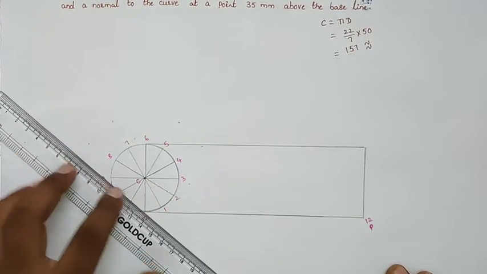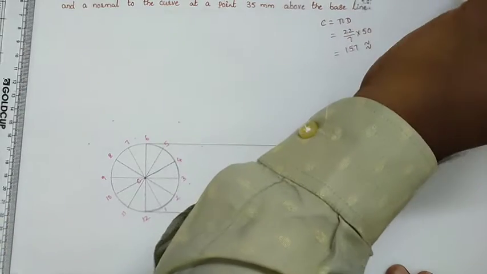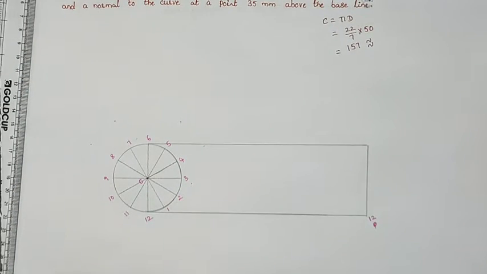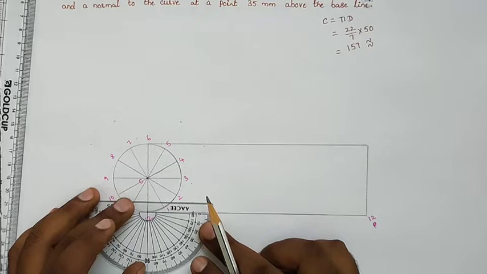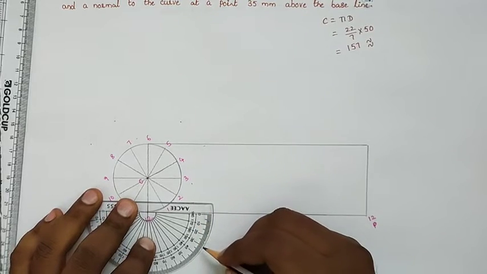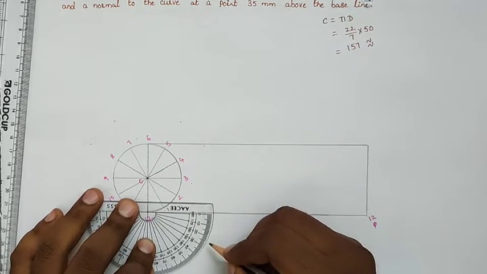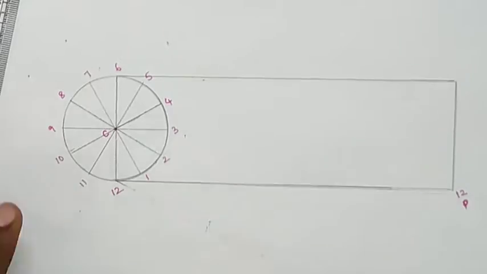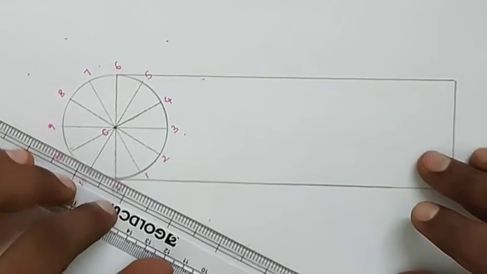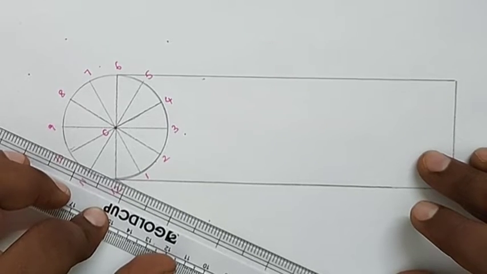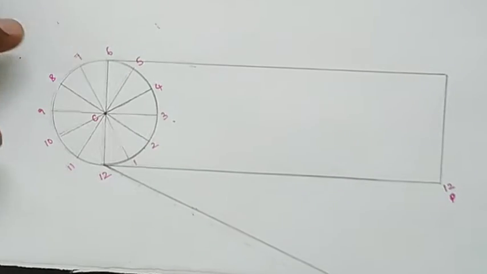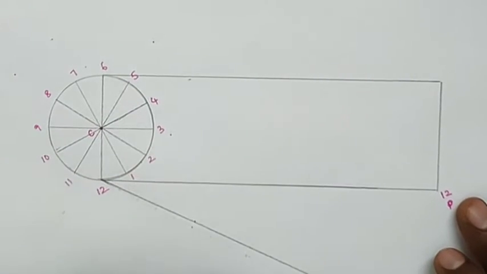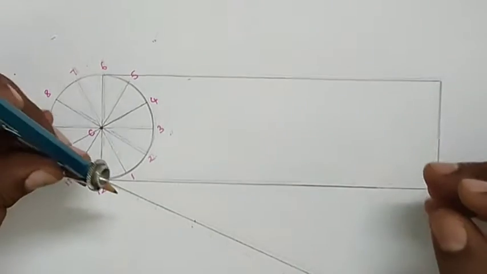That directing line is divided into a number of equal parts. How many parts? Here the circle is divided into 12 parts, so the base line is also divided into 12 parts. I am taking the divide line method here. You can take an angle greater than 15 or less than 45. You can choose any one angle and divide the inclination line into a number of equal parts by using your protractor.